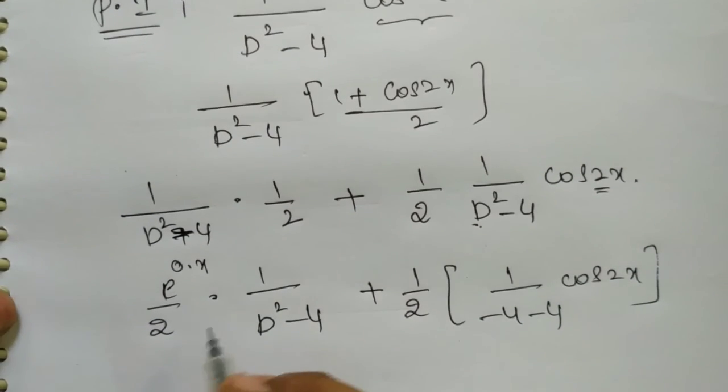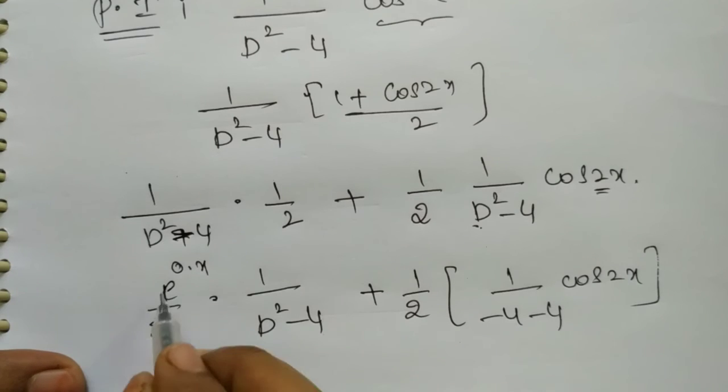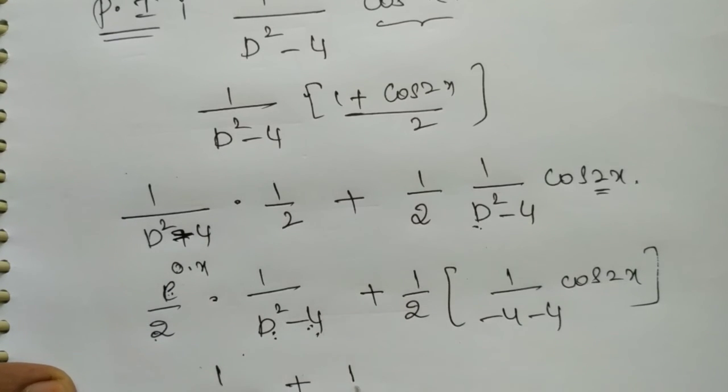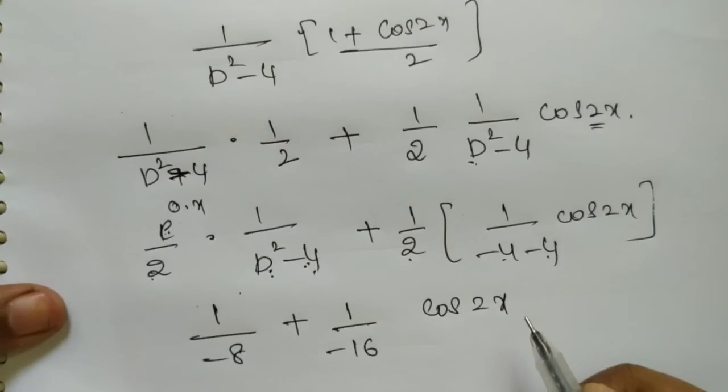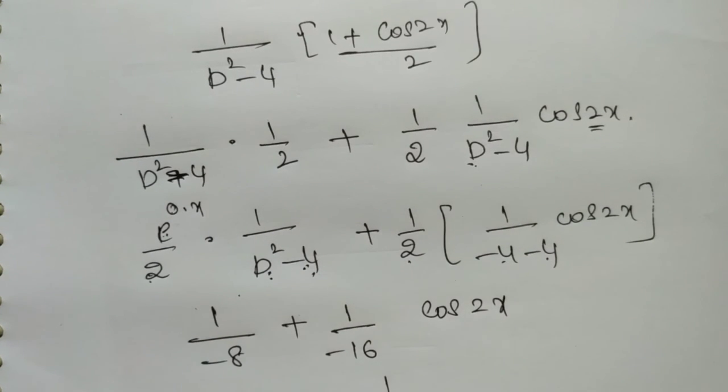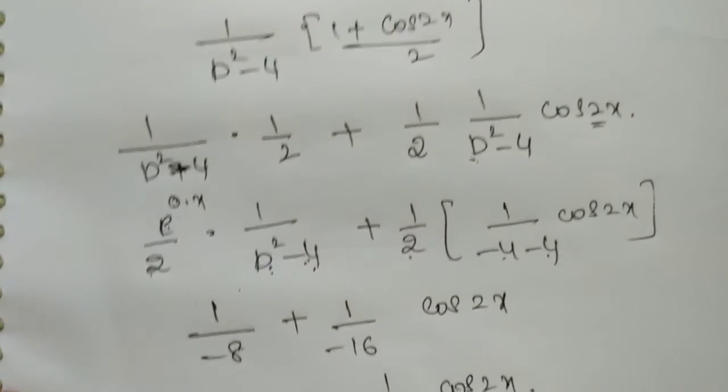So therefore here 1 by minus 4, substituting D equal to 0, so minus 4 into 2, minus 8. 1 by minus 8, plus, minus 8 into 2, minus 16, 1 by minus 16 cos 2x. Therefore minus 1 by 8, plus minus 1 by 16 cos 2x. So this is our required particular integral.